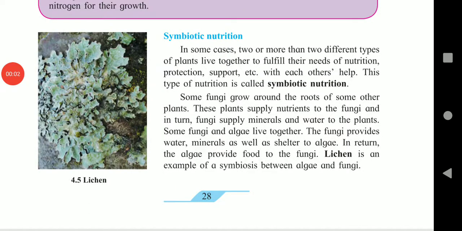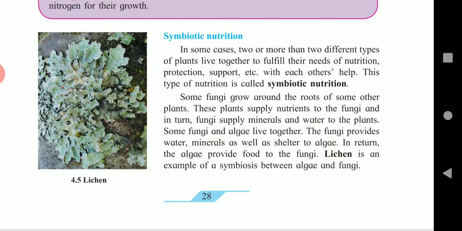Hello students, today we are going to learn our science lesson number 4, nutrition in living organisms. After studying autotrophic nutrition in plants, let us learn about heterotrophic nutrition in plants. Plants which do not contain chlorophyll are called heterotrophic plants. These plants cannot make their own food.